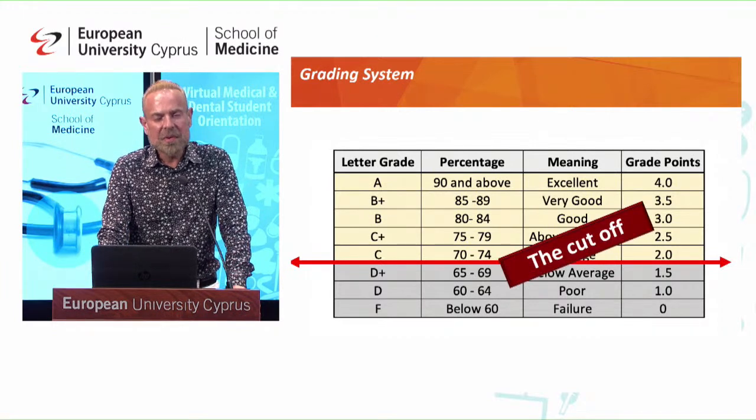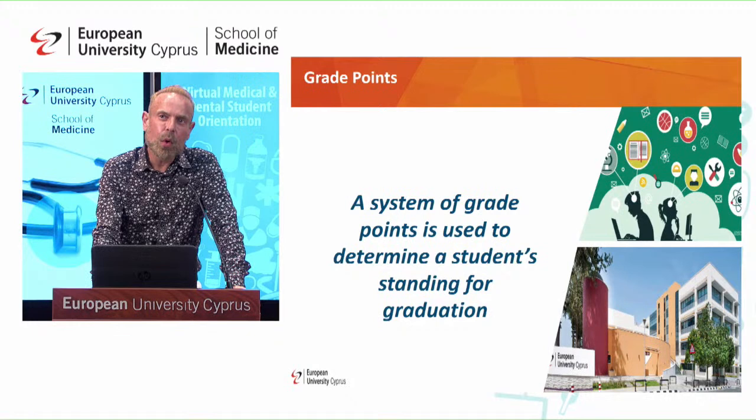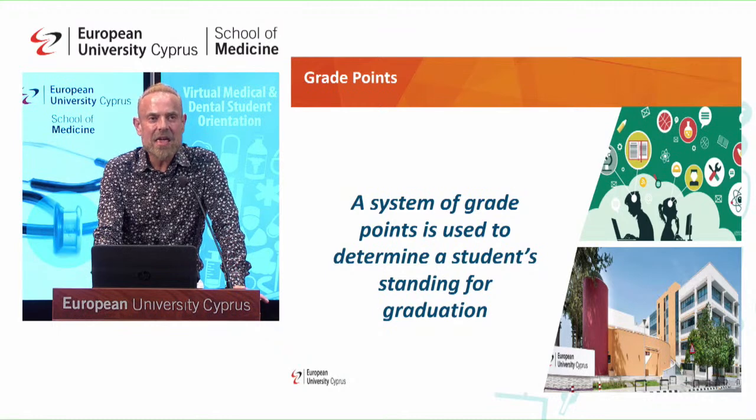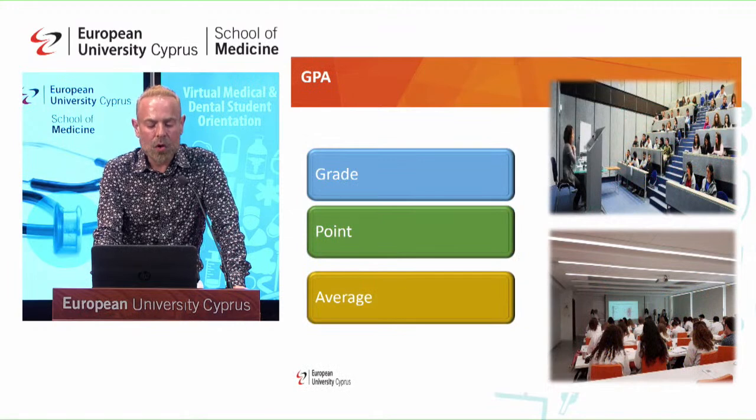So, in order to be safe, you need to consider that everything above C is a passing grade. Now, the grade points that you have seen on the table are nothing more than a way for the university to understand their standing at the time of graduation. And the GPA is nothing more than the grade point average.